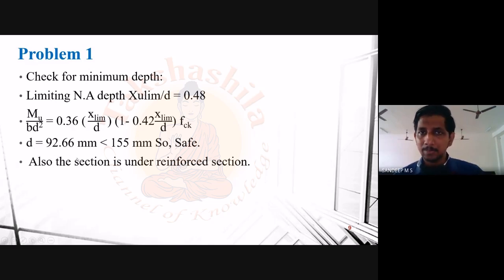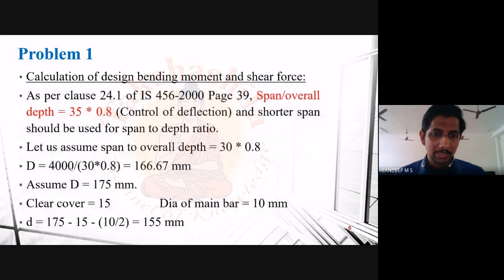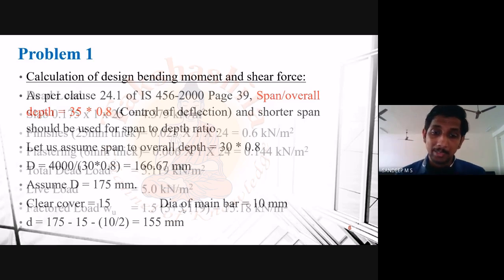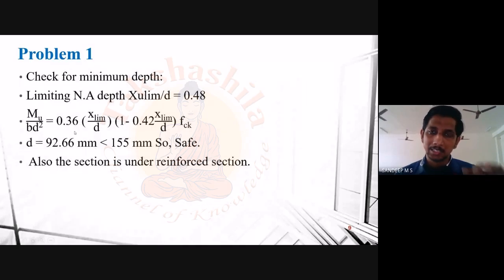This is the minimum depth required, but we have already provided a value of 155 millimeters. If you remember in the previous part, here you can see that we have assumed an overall depth of 175 and assumed a cover and diameter of the bar. After that, we obtained an effective depth of 155 millimeters. So our design is safe in view of this section. Okay, so now it is safe. Also, the section will be an under-reinforced section.